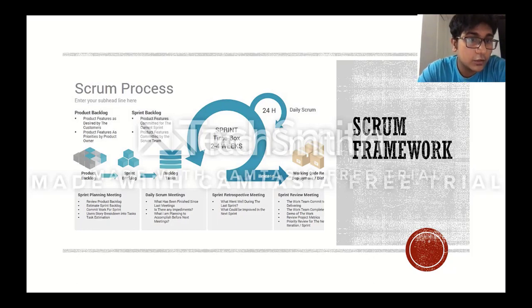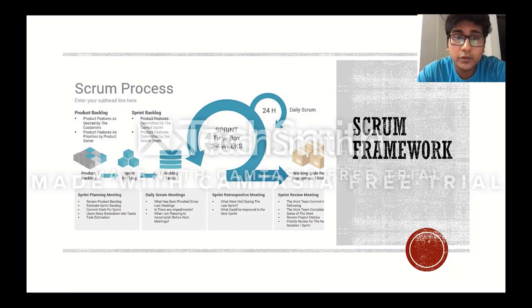The sprint planning meeting makes sure that the review of the product backlog is taken care of. It commits its work for the sprint, and it makes a task estimation. It has daily Scrum meetings in which certain questions are discussed, like are there any impediments, or what is the team planning to accomplish before the next meeting.